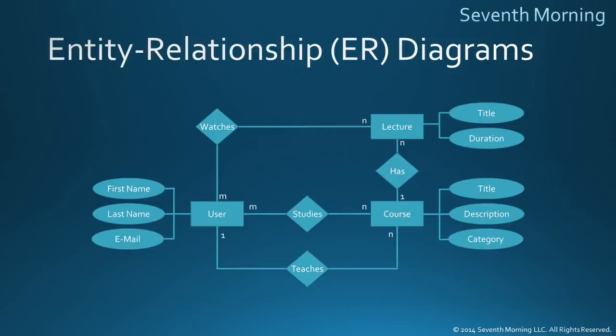All right, so you'll notice that we added a lecture entity in the top right. It has the attributes title and duration. The lecture entity has a one-to-many has relationship with course, meaning that a course can have n number of lectures, but a lecture can only belong to one course. And it also has a many-to-many watches relationship with the entity user. So that means that M users can watch N lectures. So any number of users can watch any number of lectures.